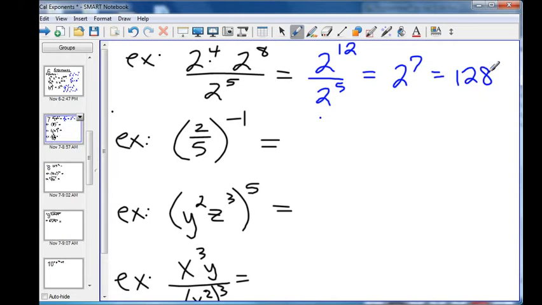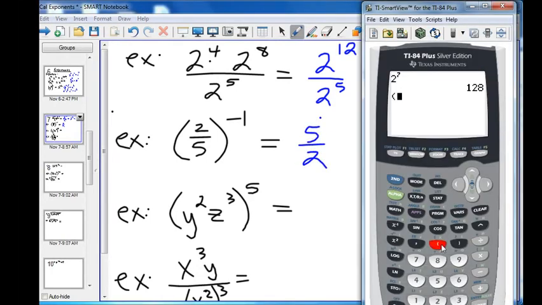Okay, for this next example, to the negative first really means you're just flipping it over if it's a fraction. So 2/5 to the negative first is going to be 5 halves, or 2.5. Either way, you can plug this in the calculator to confirm it. 2/5 raised to the negative 1 is 2.5, or 5 halves.